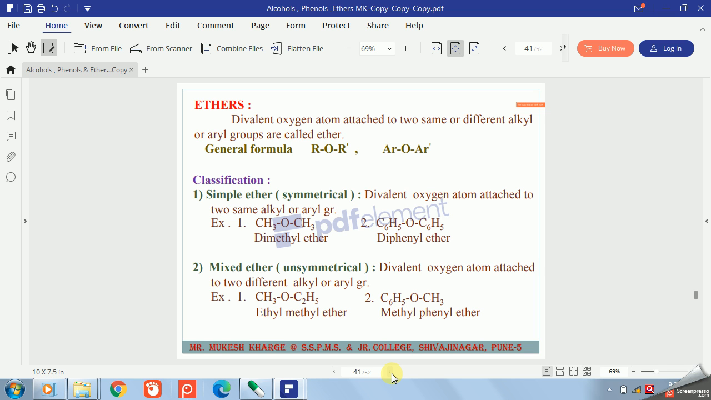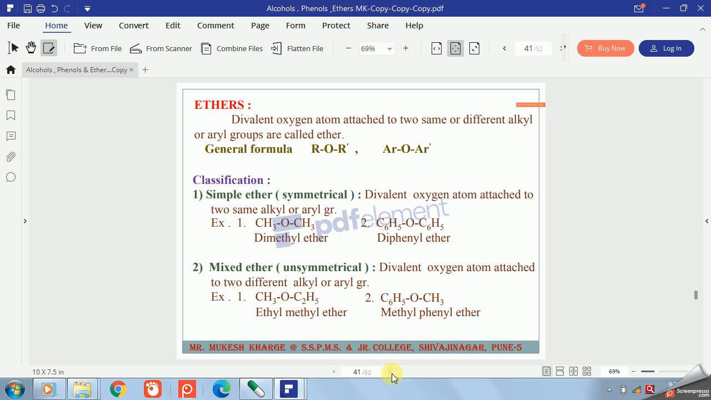Then next one is the classification. We can classify your ethers into two groups as following. First is simple or symmetric ethers. Second is mixed or unsymmetric ethers. So what is first type? It is simple or symmetric ethers.